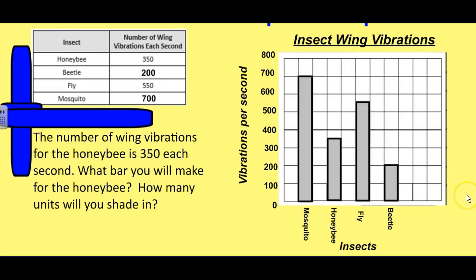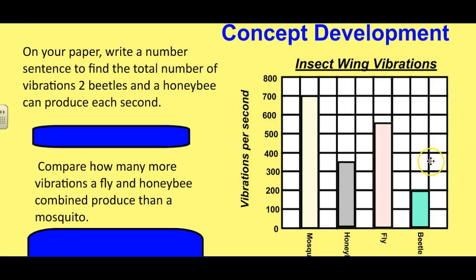Okay, so your graph should look very similar to mine if you wrote the mosquito, honeybee, fly, and beetle in the same order that I did. The only other bar that was in the middle of two numbers was the fly, because that was 550, and we know that 550 comes between 500 and 600. Okay, so this is the same graph, it just looks a little different because I took a different picture of it. So it's the same one that we've been looking at.